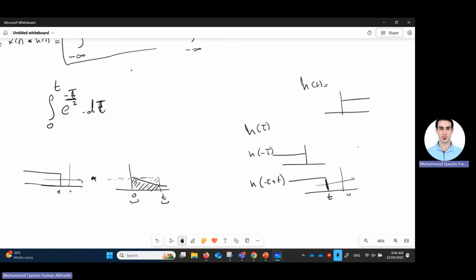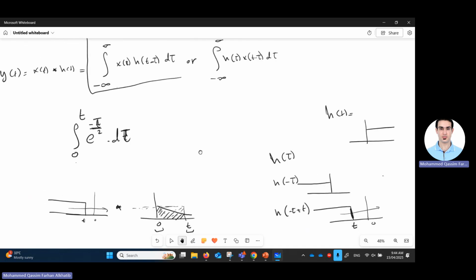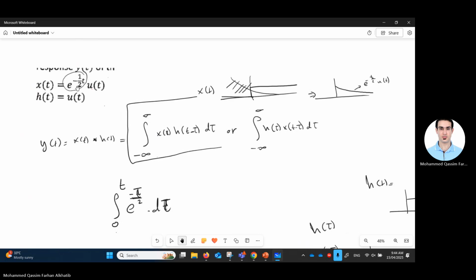As I mentioned, in the exam, just keep it simple. It's going to be from 0 to t, and the only thing you need to worry about is whatever function I give you next to the other step function. Okay.